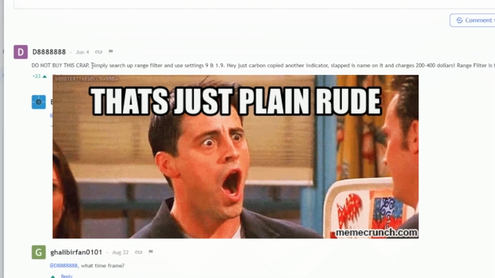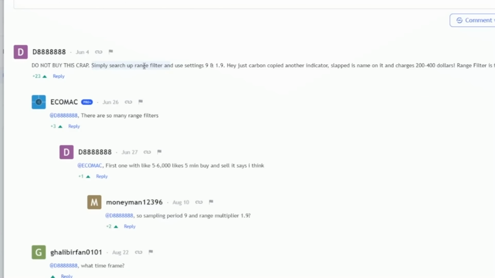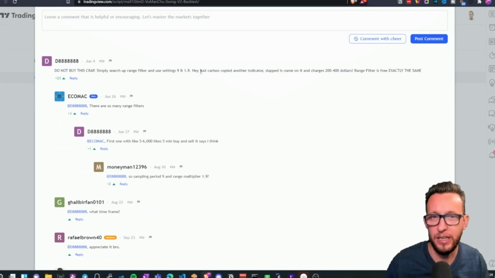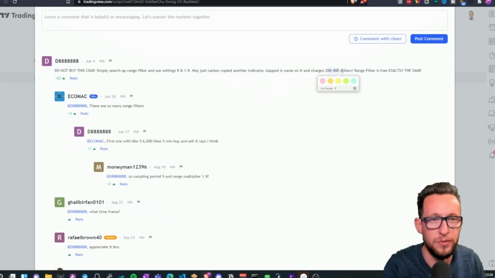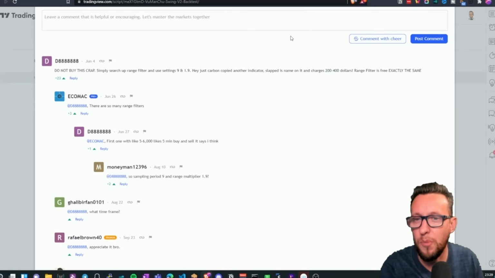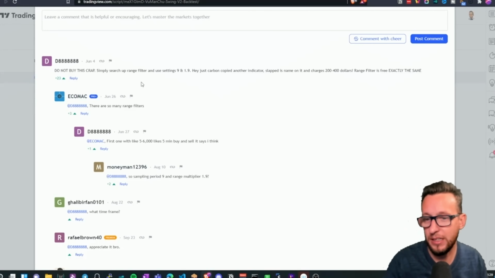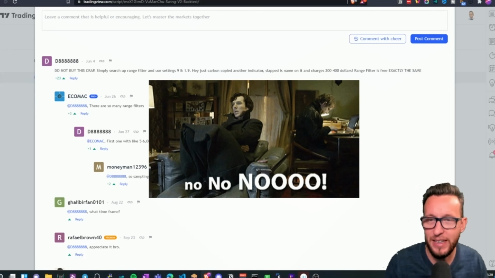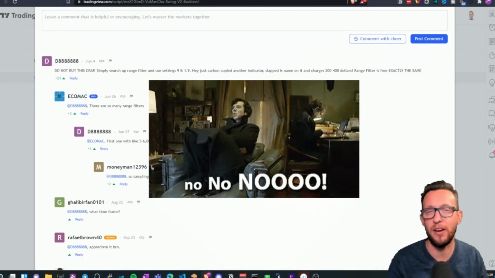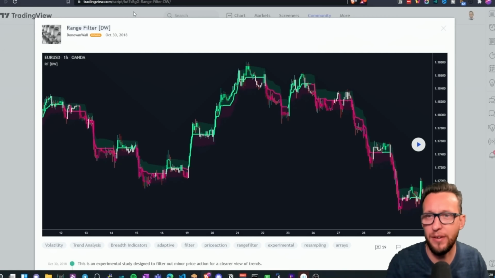Simply search for range filter and put it at settings 9 and 1.9. It's a copy of another indicator, and they charge over $200 to $400, which I think is a lot more than that now. Okay, so that is what I did. I'm going to go away and see if I can find that indicator, which of course, you know me, I did, and we're going to have a look at that one now.